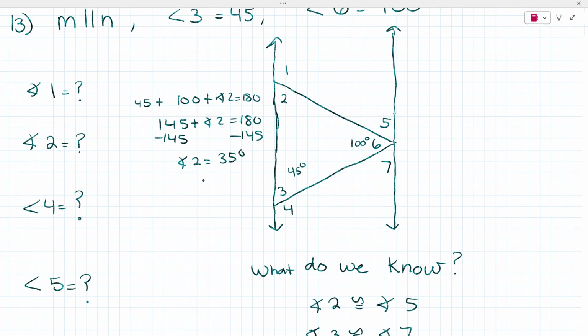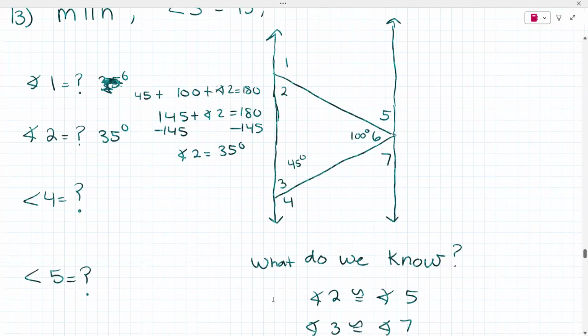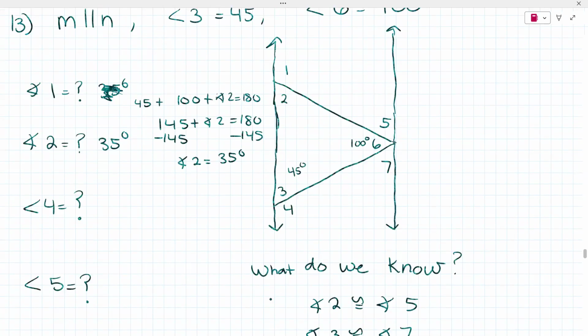35. Okay, so angle 1 is going to be 35 degrees. Oops, no, that's angle 2. Could we figure out what angle 1 is? Yes, angle 1 is the sum of angle 3 and angle 6. So here's angle 3 and angle 6, so it's going to be 45 plus 100, which is 145 degrees. So angle 1 is 145.